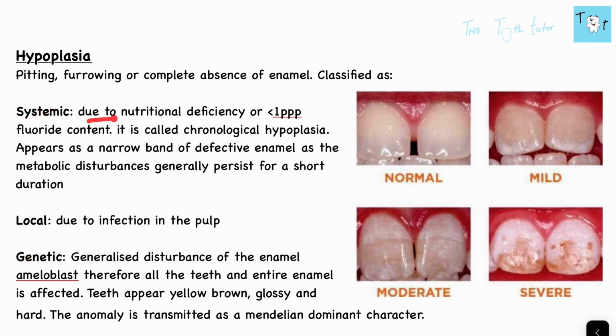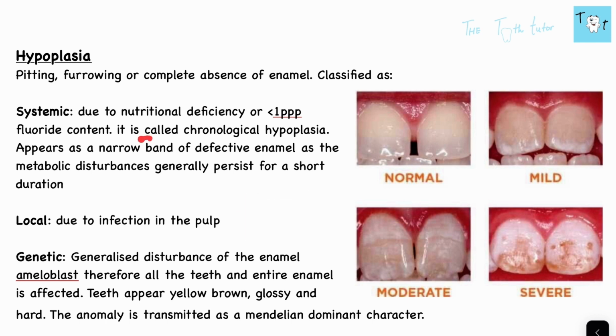So what is systemic? It is due to nutritional deficiency. When the fluorine in your water is less than 1 parts per million, it can occur. Okay, so it is due to an environmental factor, a systemic one. It is called chronological hypoplasia in case of systemic. It appears as a narrow band of defective enamel because your enamel is forming, right? So maybe for a period of 1 year, you were having water that had low fluoride content. So this portion of the enamel was hypoplastic.